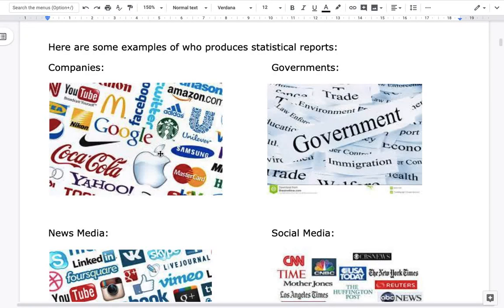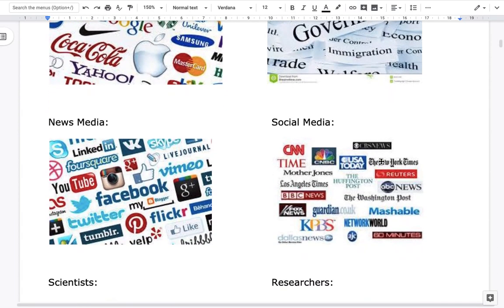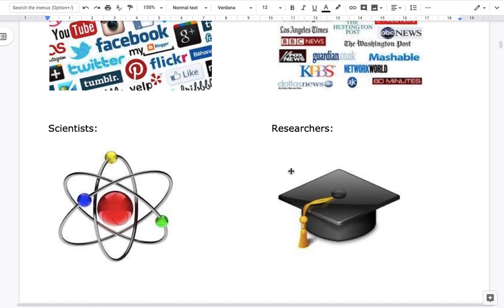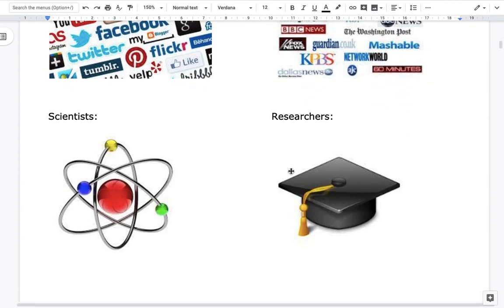Here are some examples of different companies and organisations who produce or make a statistical report. They can be companies, YouTube, McDonald's, Google, Apple, Coca-Cola, etc. It could be government organisations or departments that create a report. Okay, they might want to know about the level of home ownership in New Zealand or the age distribution. It could be news organisations that want to know and report on the news. Social media, scientists, researchers. So all of these people have a reason to create a report.